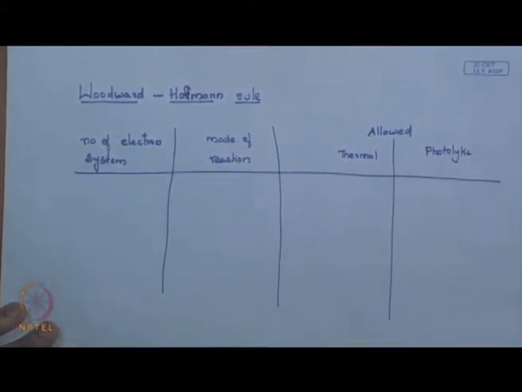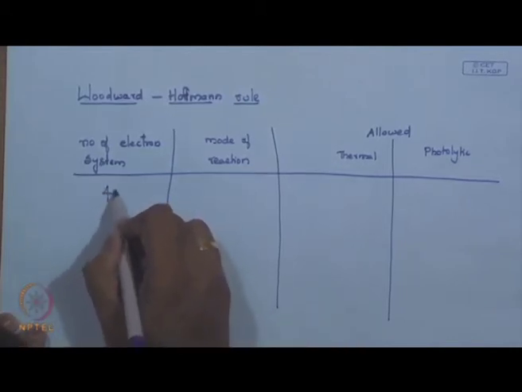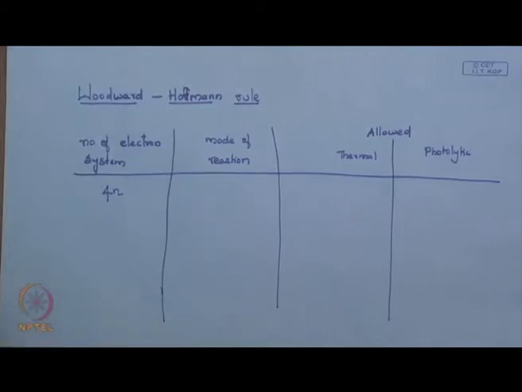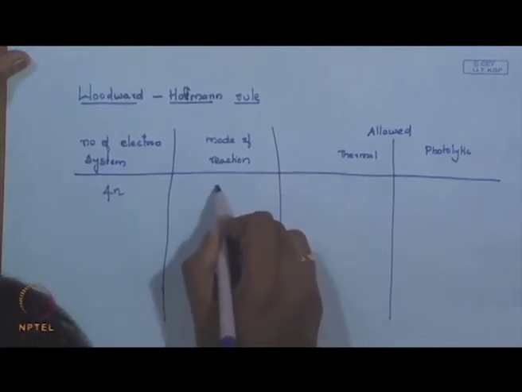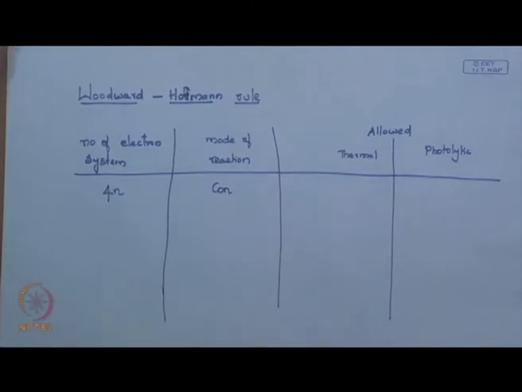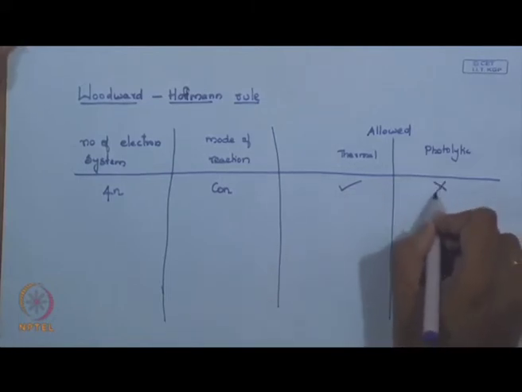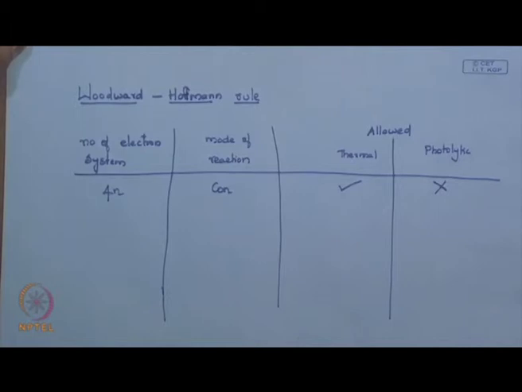Nicely make a table and see whether it works on this. If I take a 4n system, mode of reaction: I am saying 4n system con, which is in heating allowed or photolytic it is allowed? For 4n system, just think back, yes, heating 4n system goes, photolytic it is not allowed. That is what Woodward Hoffmann rule says to you.